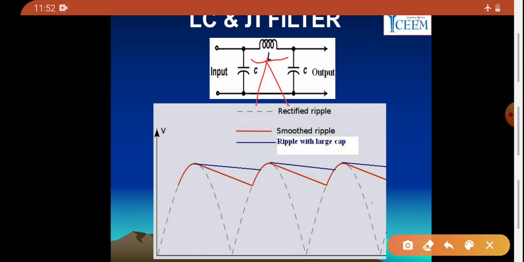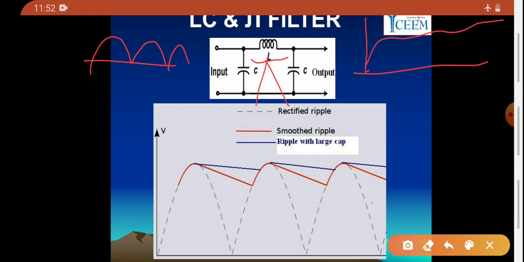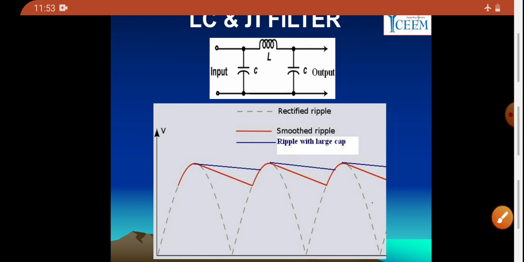Okay, so this is the circuit diagram to which we can apply the rectified output, and you are getting the filtered output like this. Here it is shown. The blue lines indicate less ripple content and the red line indicates more ripple content. This ripple content depends on the value of the rectifier, the value of capacitor and inductors used. Also depends on half wave or full wave rectifier. So this is an LC filter and pi filter.